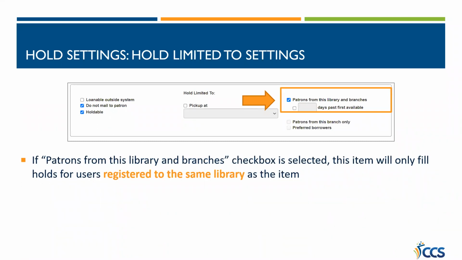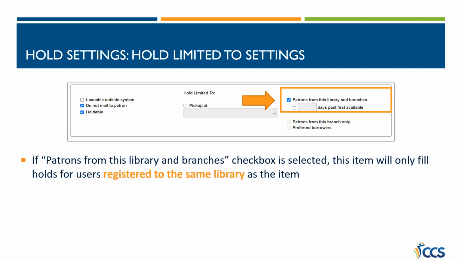The next checkbox I want to draw your eye to is the checkbox labeled patrons from this library and branches. And this indicates that the item will only fill holds to users registered to the same library as the item. So if the item is assigned to Northbrook, it will only fill holds for Northbrook patrons. If the item is assigned to Palatine, Maine, it will fill holds for patrons registered to any of the Palatine branches, right? So this includes Palatine, Maine, the Rand Road branch, and the North Hoffman branch.